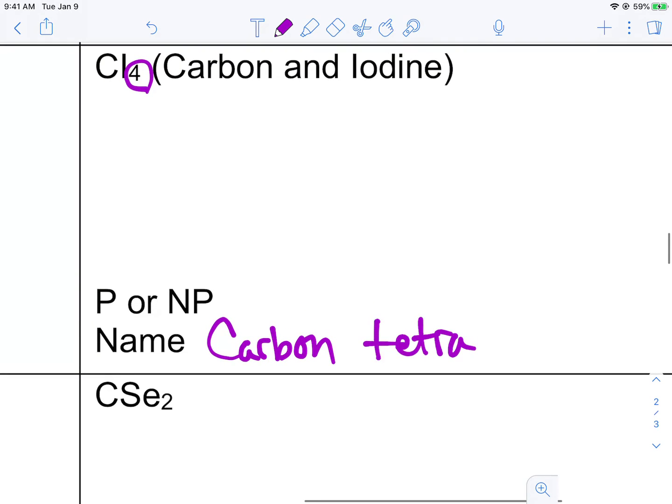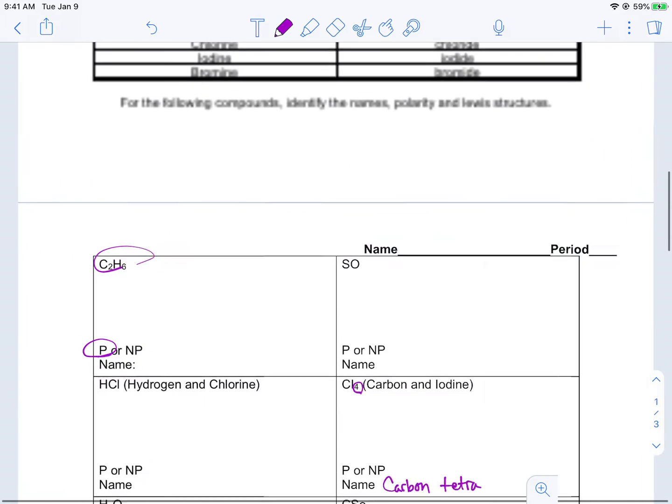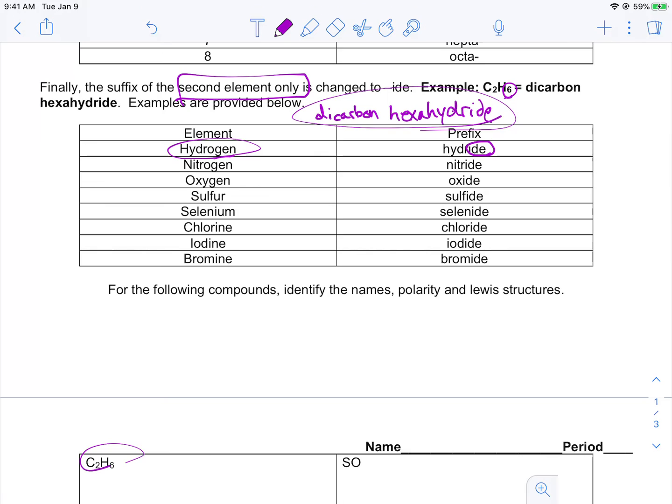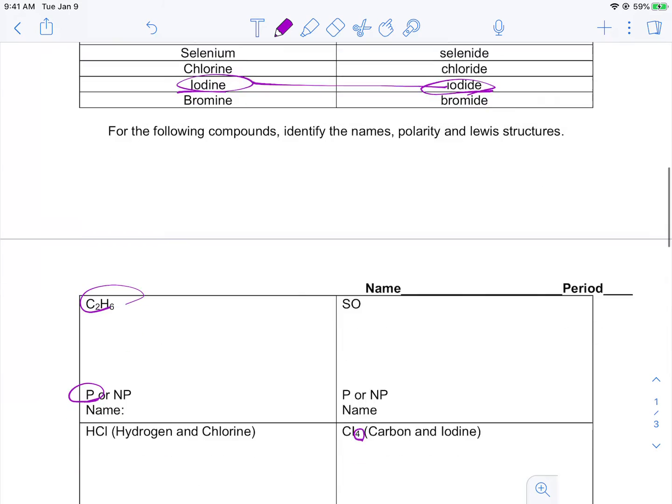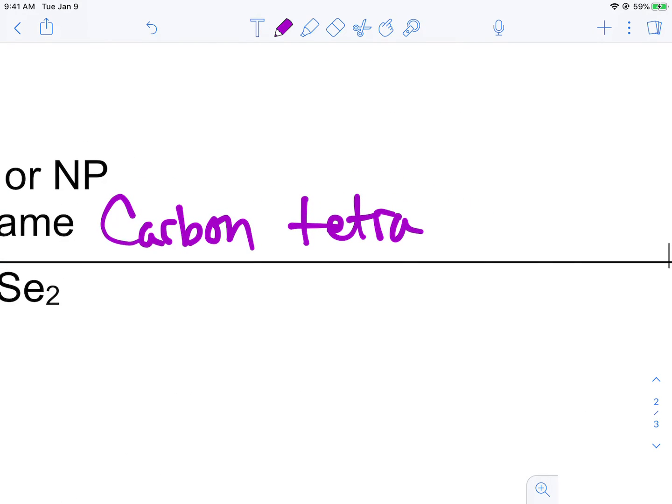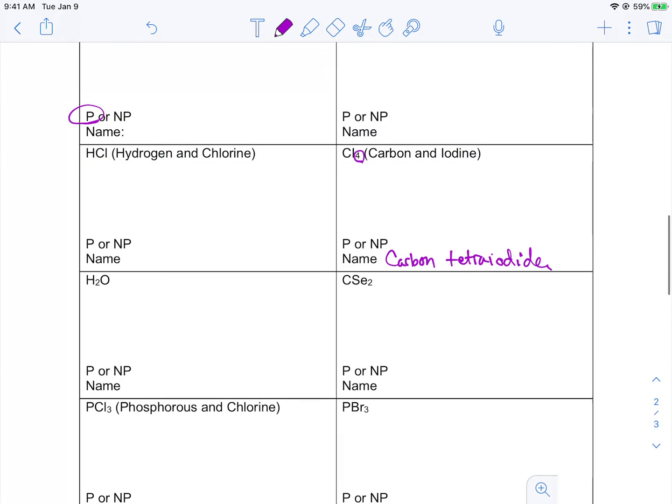And then we have iodine as our second element, so then we go plug it into the key, and we find out what iodine would become. So instead of iodine, it's iodide. So we write iodide. That's it. That's all you got to do for naming.